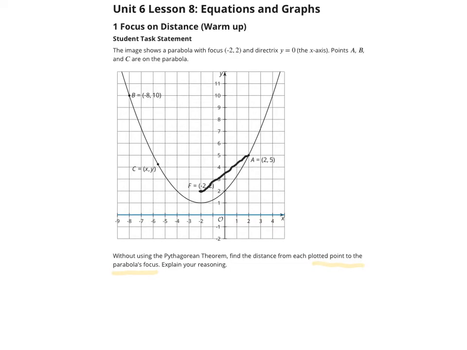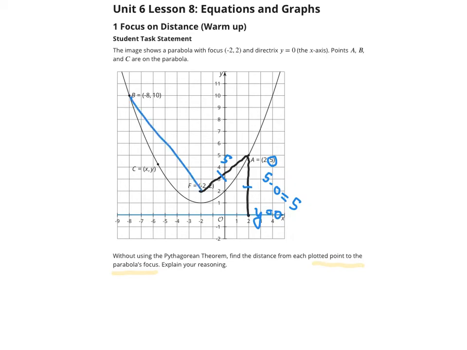I can't do that without the Pythagorean theorem, except that I know the definition of focus and directrix, that the distance from A to the directrix is equal to the distance from A to the focus. And I know the distance from A to the directrix is 5 minus 0, which is 5. I can either count the squares or do the math with the y variable. Okay, so that distance is 5.